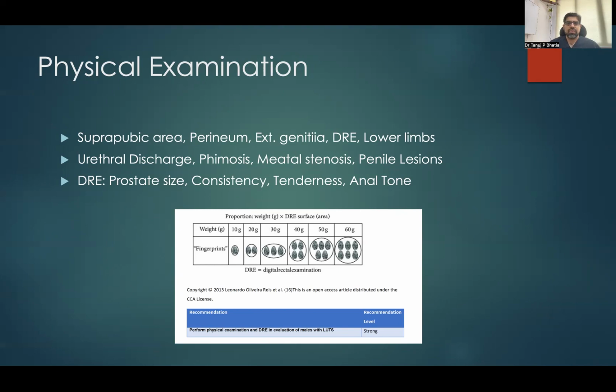There are different ways in which it has been described that the size can be assessed. One such way is shown in this diagram where the fingertip is compared to about 10 gram of tissue, and multiples of that can be assessed for assessing the prostate size. However, it has been seen that it does not really correlate well with the TRUS volume or the resected prostate volume. So there is a strong recommendation from the guidelines to perform a physical examination and DRE in patients with LUTS.